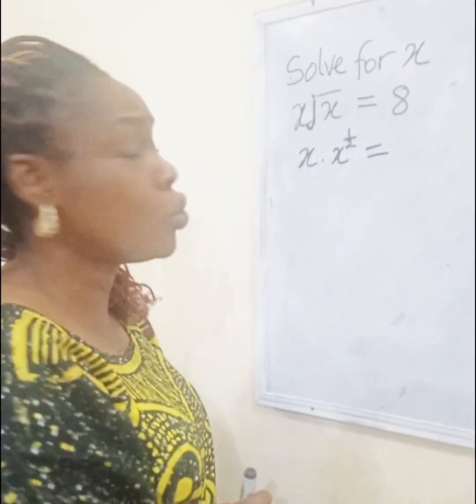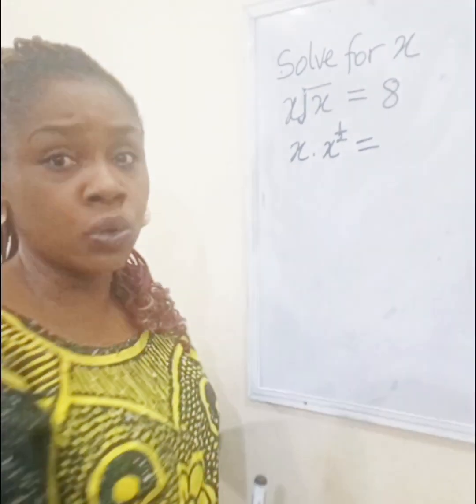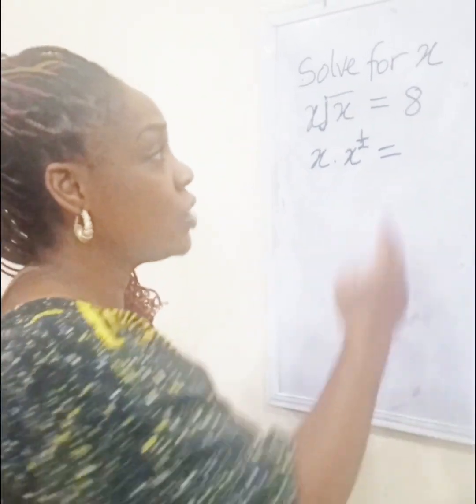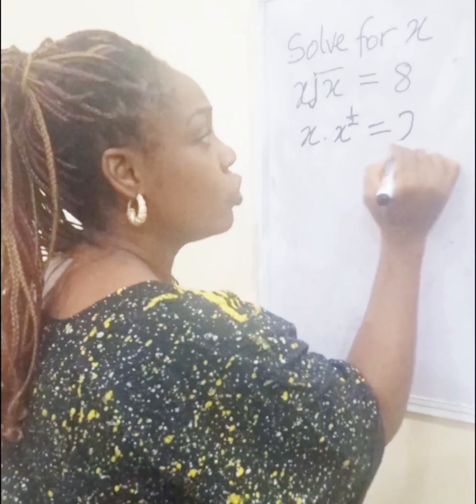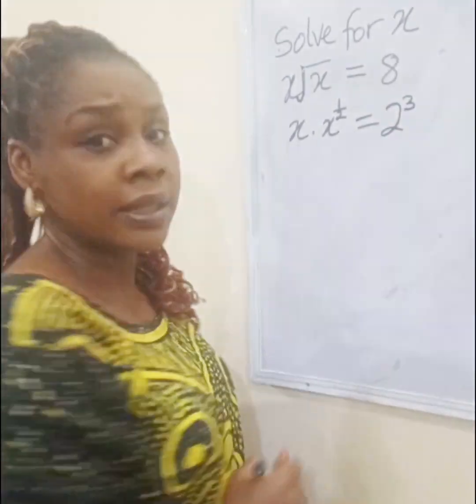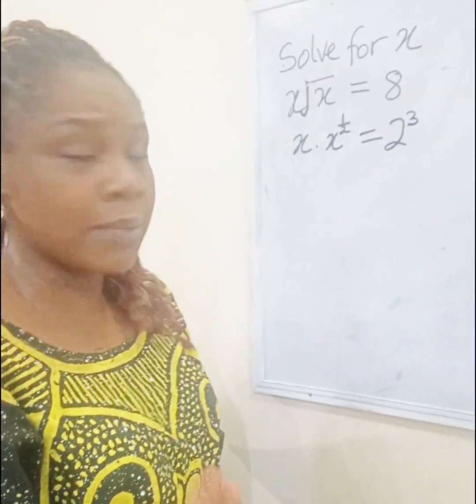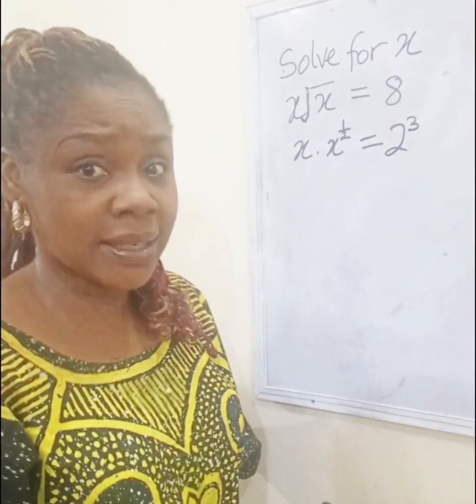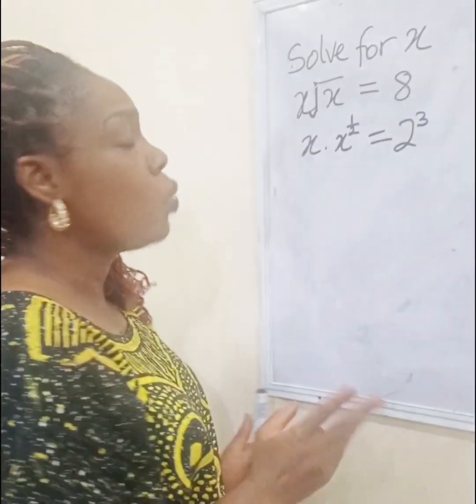We want to convert it to a number in base 2. Converting it to base 2 simply means 2 raised to the power of 3. That is 2 times 2 times 2, which will give us 8. So now, what do we do next?